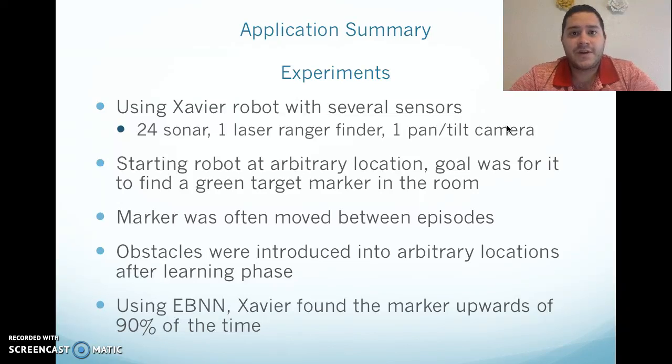And after the learning phase, they went through a testing phase where they introduced obstacles into locations in the room. And using this EBNN algorithm, the robot was able to find the marker upwards of 90% of the time, even when the obstacles were introduced, and it never saw that when it was learning in the training phases.